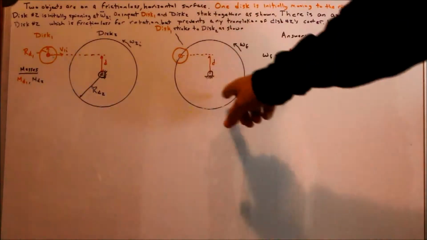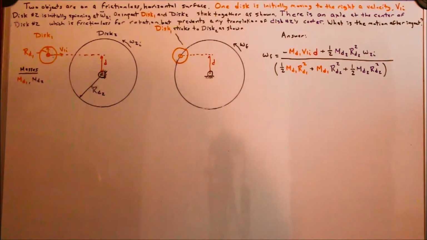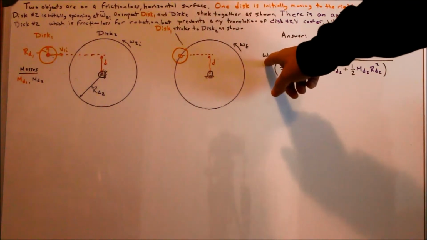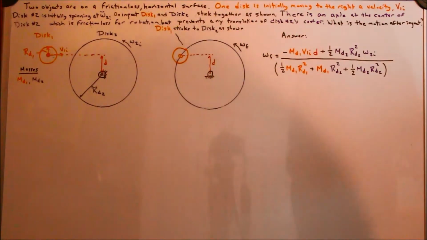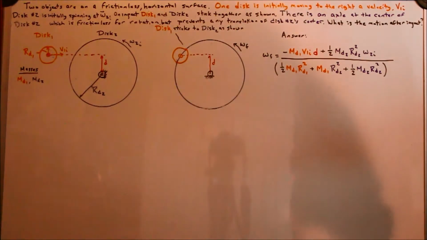After the impact, the two-disk system is going to continuously rotate at a constant angular frequency in the final state, which is shown by this equation. Check your answer against that. If you got that answer, great. If you didn't, I'll go over how to get it.